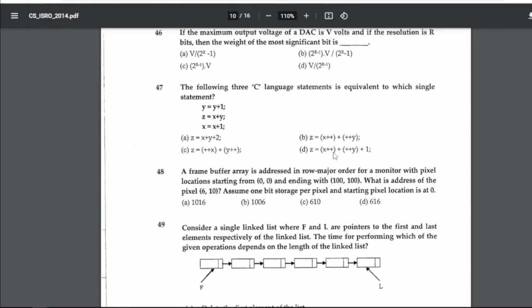47 is: the following 3 C language statements are equivalent to which single statement? So for 47, if you solve this, you will get the answer as B, that is Z equal to X plus plus Y. So B will be the answer here.